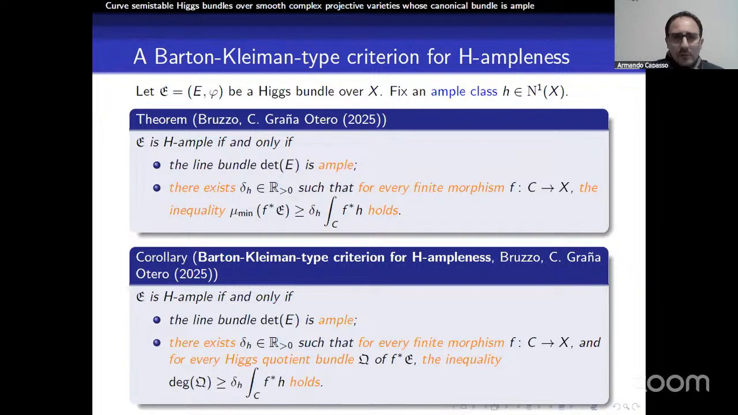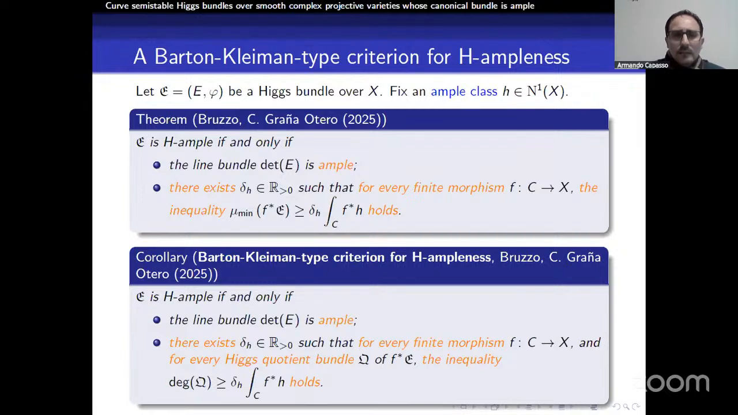E is Higgs ample if and only if the determinant line bundle is ample, of course, and there exists a real positive constant delta_H such that for any finite morphism f from C to X and for every quotient bundle Q of f pullback of V, the degree of Q is greater or equal to delta_H times the degree of f pullback of H over C.